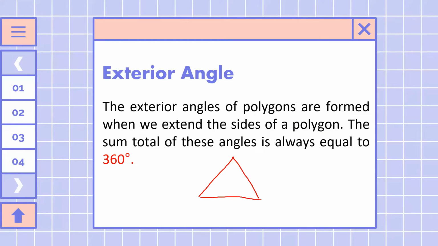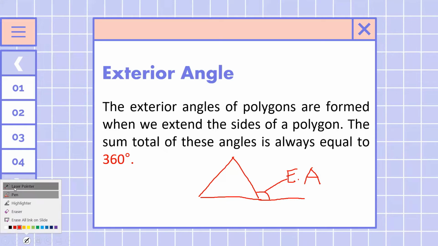Ang exterior angle are formed when we extend, meaning atong sumpayan ang side sa polygon. So, kani siya na angle diri, mao ni ato ang exterior angle. Meaning, ang angle nga naa sa gawas sa atuang polygon. Mao na atong ginatawag na exterior angle. Always know nga the sum of the total of this angle is always equal to 360.